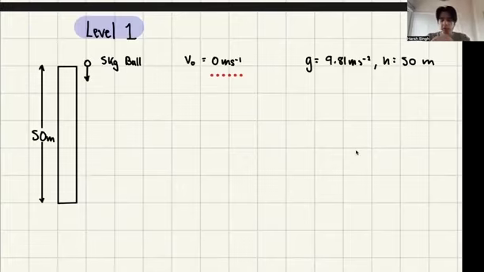So, we've dropped a 5 kilogram ball down a 50 meter building, and we're wondering what's its final speed going to be. It's a really heavy ball, and I have no idea why we're doing this, but this is our situation. How would we go about solving for this?